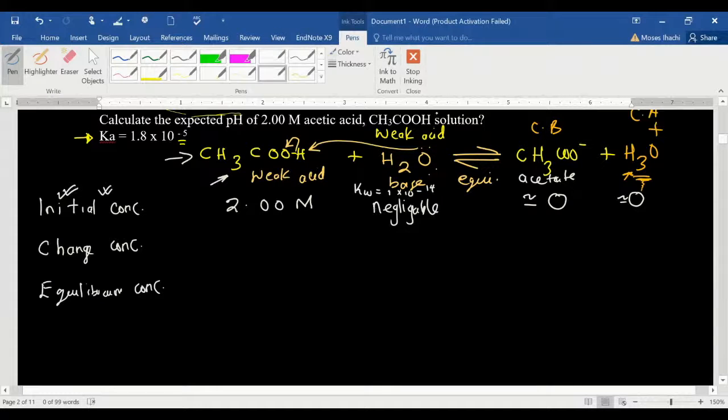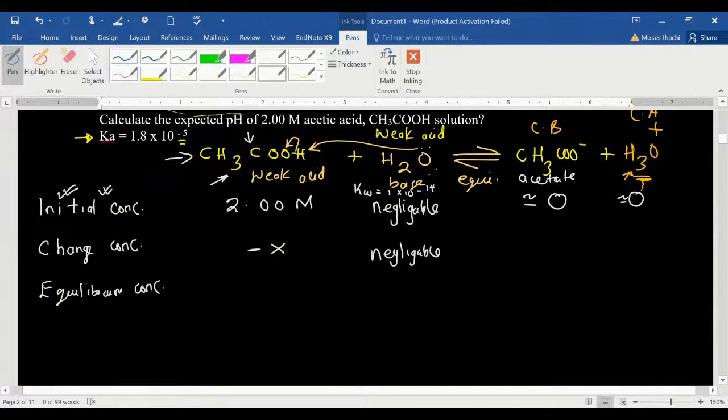So as the process goes on, as the reaction goes on, the concentration of the acetic acid is going to change by a value we don't know. And because it's going to be consumed, let's assume that it's going to change by negative X molar. Like the concentration will reduce, the negative sign means the concentration will reduce by a value of X. And then we're going to assume that water will not change in concentration, because like I said, it's negligible.